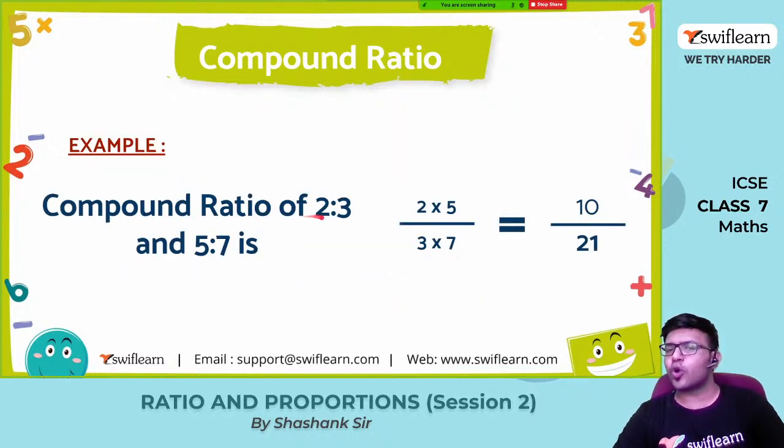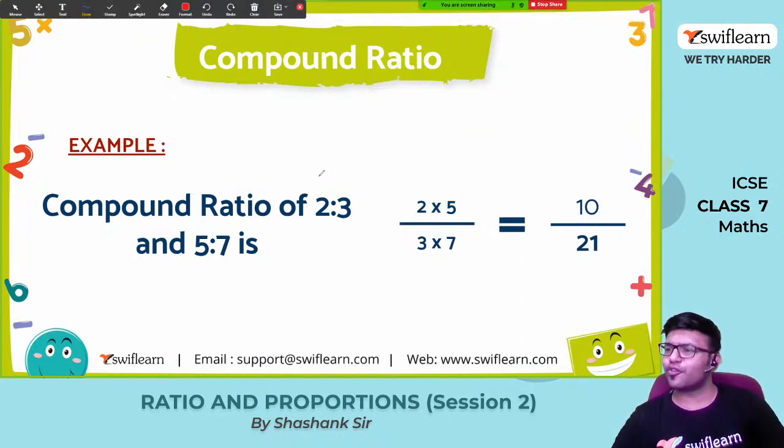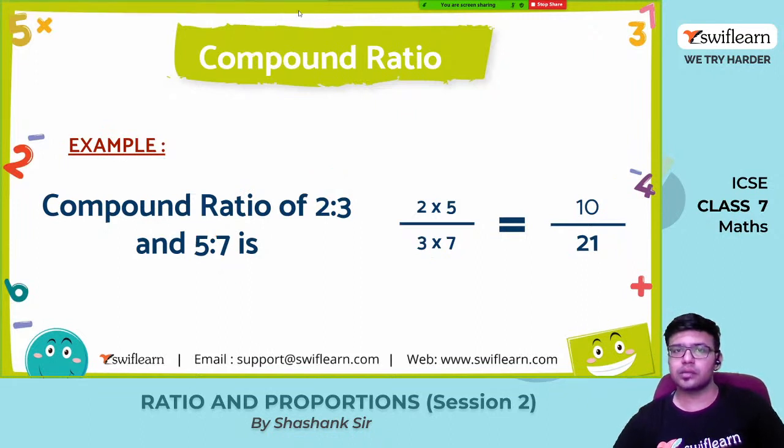Now the compound ratio of 2 is to 3 and 5 is to 7. How to find the compound ratio? It is product of antecedents by product of consequents. So what is the antecedent? The first part of the ratio is called the antecedent. Here 2 is the antecedent, here the first part is 5. Multiply 2 and 5, that gives you 10. Multiply 3 and 7, that gives you 21. So this is the compound ratio of 2 is to 3 and 5 is to 7. Yes. Okay. Understood? Any doubts in this? How to find the compound ratio?